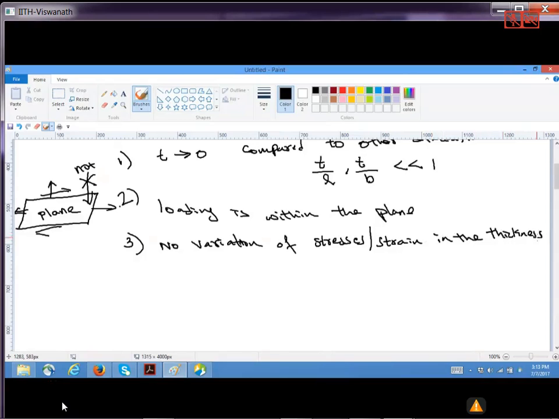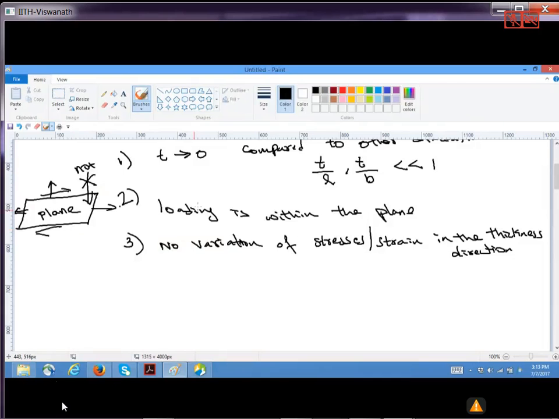You can clearly see that the thickness itself is very small, so there would be no variation along the thickness. If you take a sheet of paper and we are saying that stresses and strains are varying within that small thickness, if they are varying hugely, then you cannot assume it as plane stress. So if the variation of the stresses and strains is very small in the third direction, then it is okay.